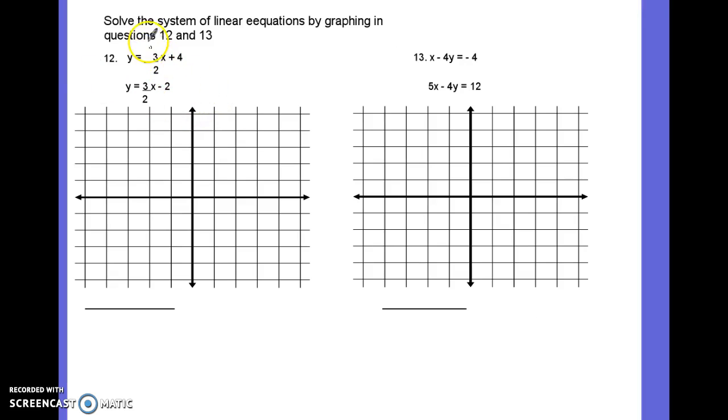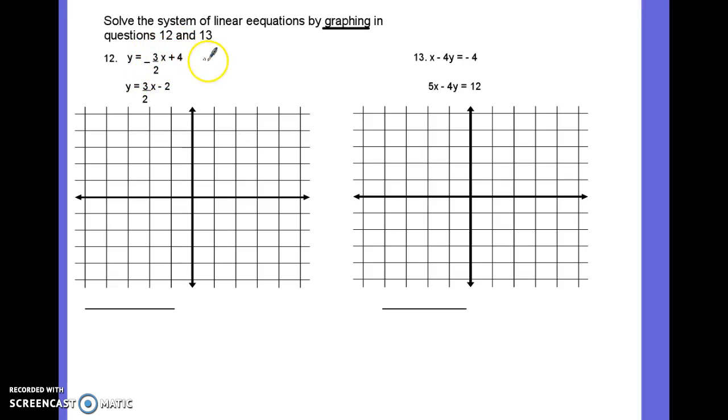Yeah, this is kind of a basic one. It says solve the system of linear equations by graphing. So the method we just used is the substitution. Now we're going to use the graphing. And we've done quite a bit of these, those who were here. We have y equals negative 3 over 2x plus 4. This is slope-intercept form, where this is the m and this is the b.